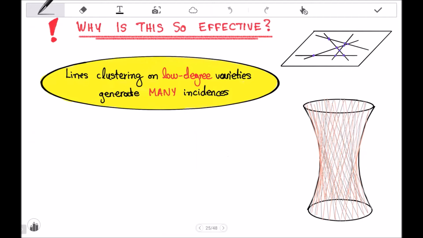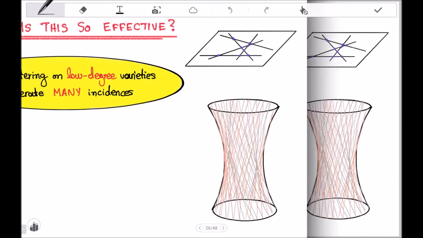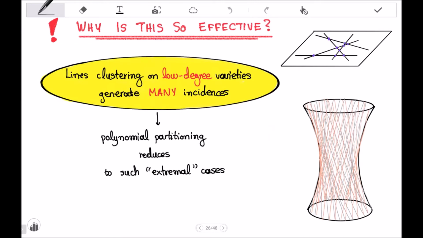That's a reality. And every time we have a point line incidence problem, where we try to control incidences of a certain form, we will have to deal with situations like this eventually, because these are bad. These are the bad examples. We want to deal with these bad cases. The polynomial method and polynomial partitioning reduces to such cases. That's what we just said. It allows us, if we're lucky, to reduce to the case where everything clusters on a low degree variety. So that's what polynomial partitioning does.